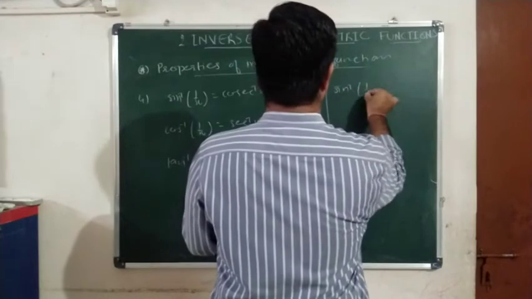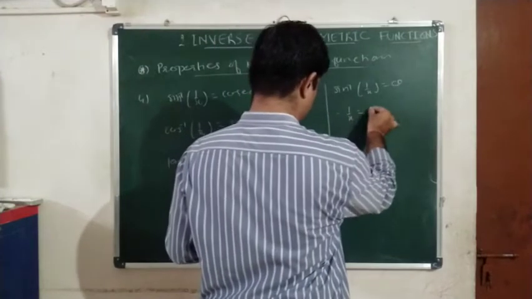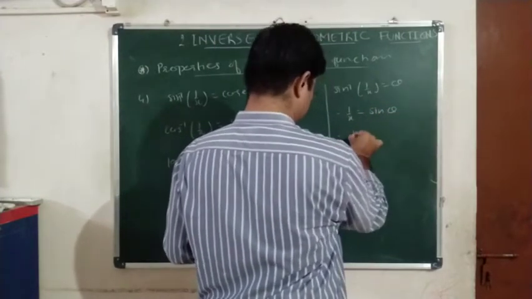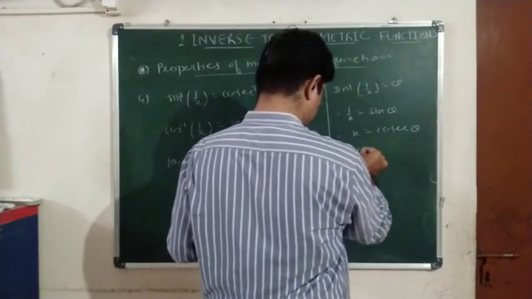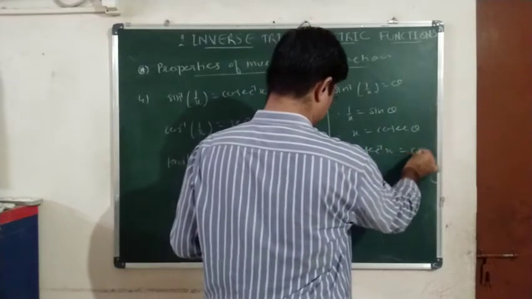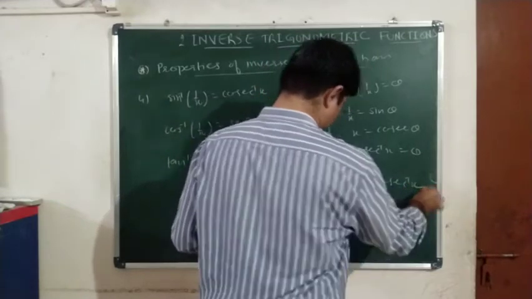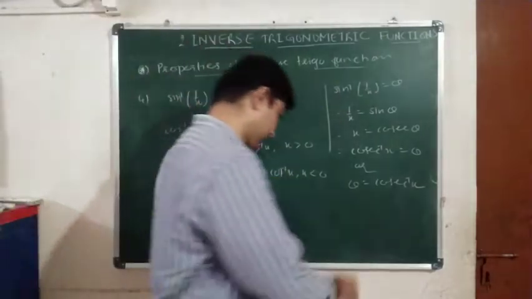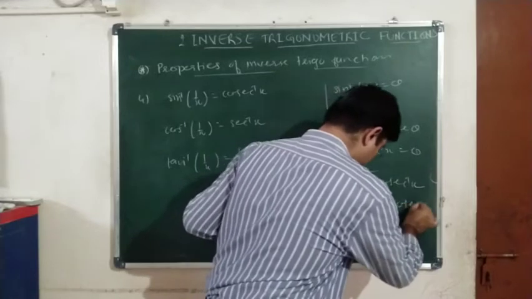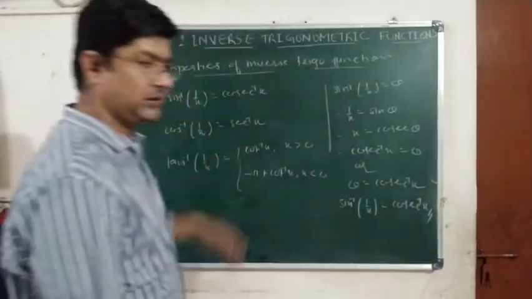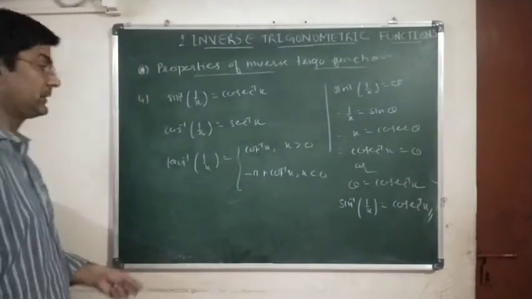Suppose sin inverse 1 upon x is equal to theta, then 1 upon x will be equal to sin theta, and therefore x is equal to cosec theta, and therefore cosec inverse x is equal to theta, or theta is equal to cosec inverse x. Putting the value of theta, we get the property sin inverse 1 upon x is equal to cosec inverse x. Similarly, you can understand the other properties. Now let us move to the next property, property number 5.